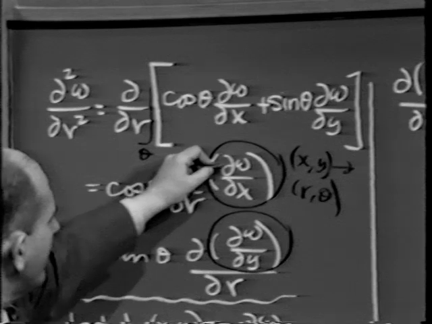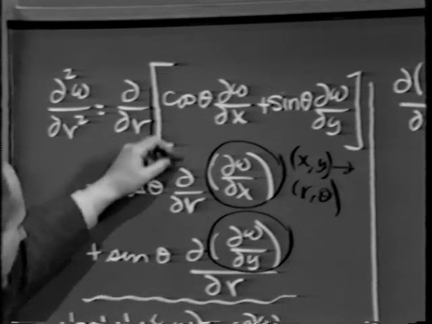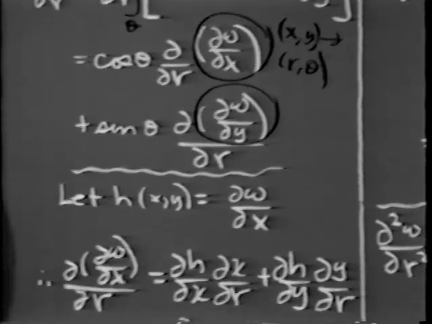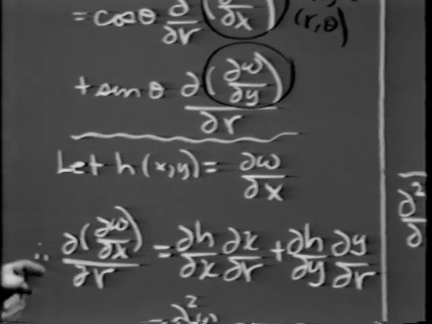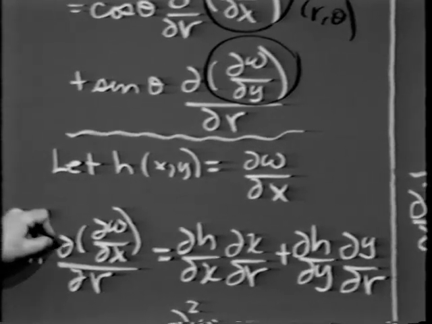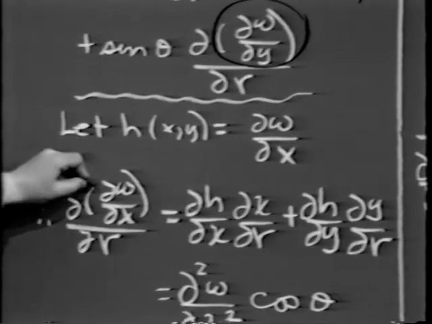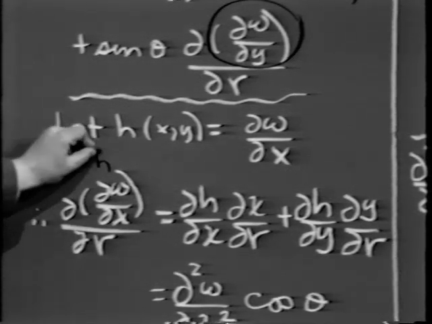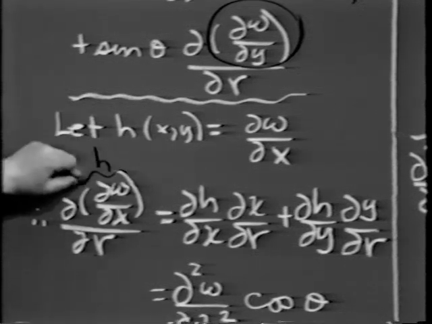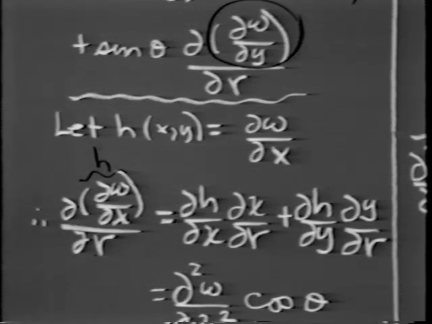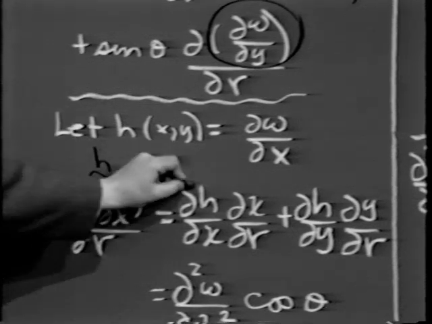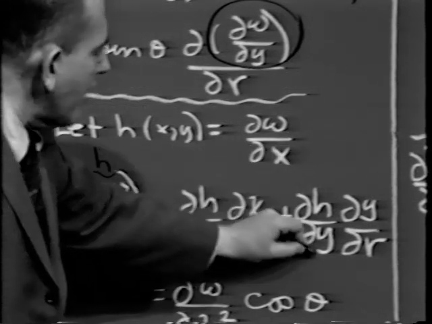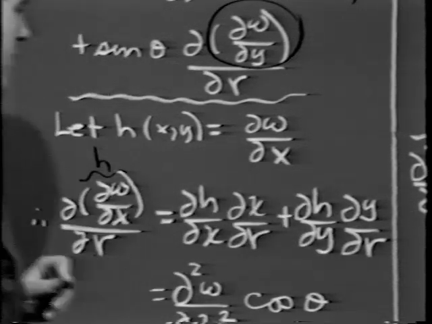Now, because this may seem difficult for you, all I'm really saying is, if this term looks messy, since we know that the partial of W with respect to x is some function of x and y, let's call that h of xy. Then all we're saying is that the partial of the partial of W with respect to x with respect to r is just the partial of h with respect to r. But to find the partial of h with respect to r, we know how to use the chain rule there. It's the partial of h with respect to x times the partial of x with respect to r plus the partial of h with respect to y times the partial of y with respect to r.